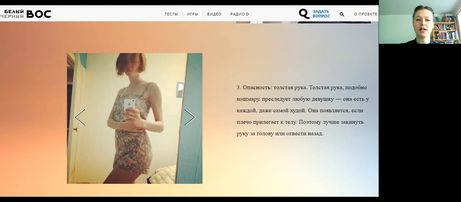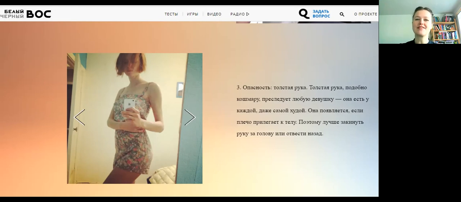I found some sort of parody or fake guidelines for posing for Instagram. And it was rather humorous. And since there are such mock guidelines, it shows that there is an importance attached to it in our society. Here on this picture, you see a citation. It says, danger, a thick arm is like a nightmare. It pursues a girl everywhere she goes, even if she's really thin.